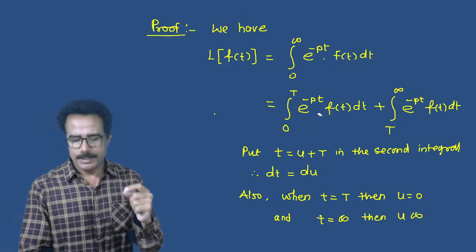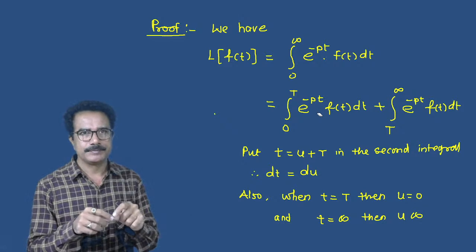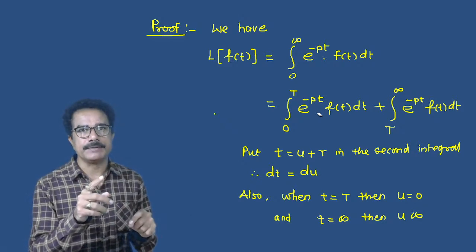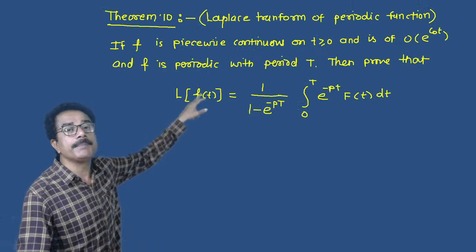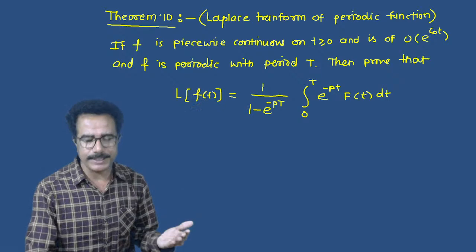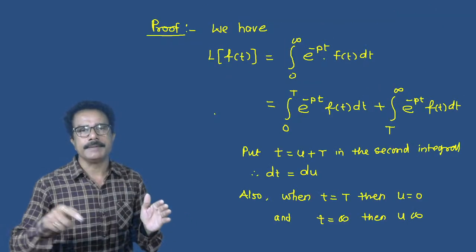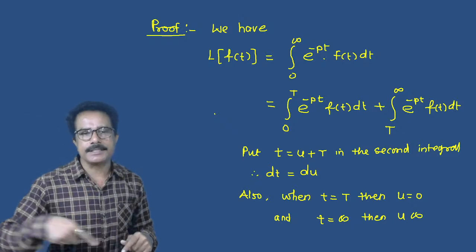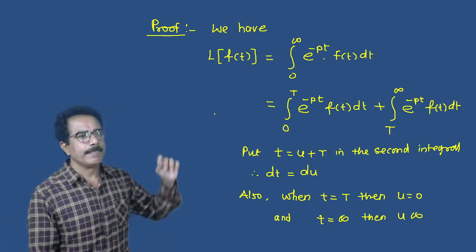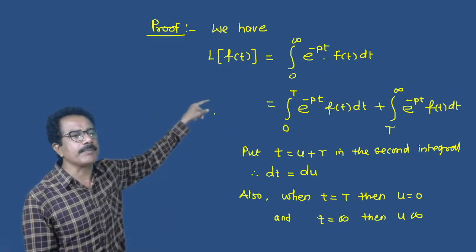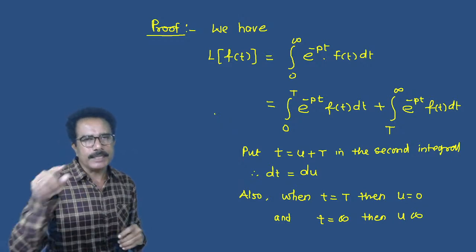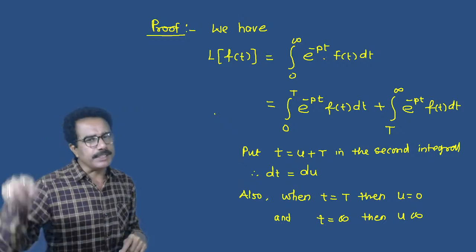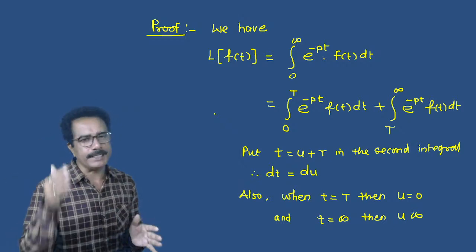We know that, suppose from 0 to infinity, T is the time period for the periodic function. See this. The function f of t is periodic with period T. After T, it again takes the same values. So we have to distribute this integral from 0 to infinity in the form of T, because f is a periodic function. After time T, 2T, 3T, the values of the function get repeated and repeated.